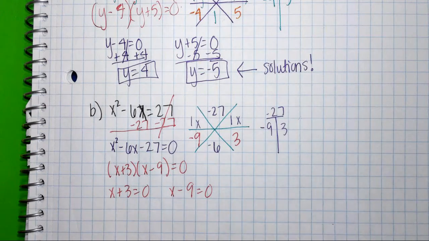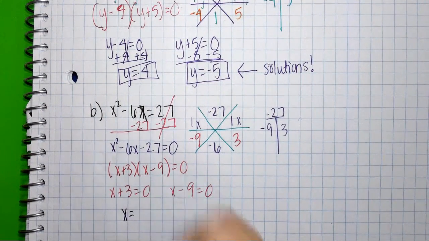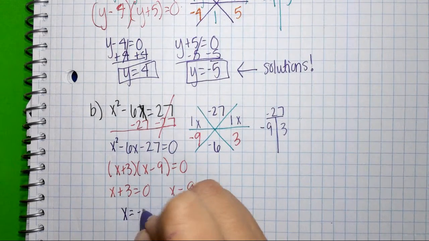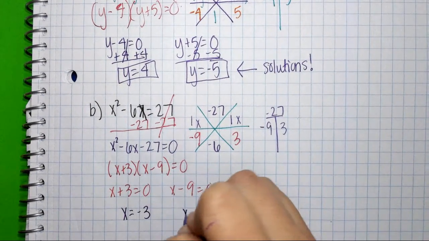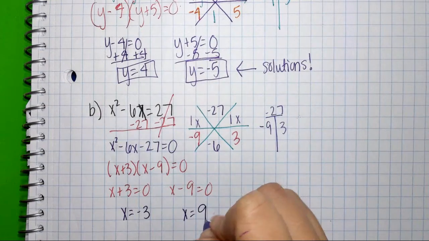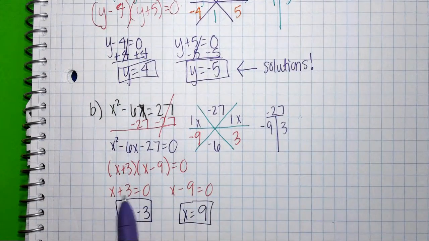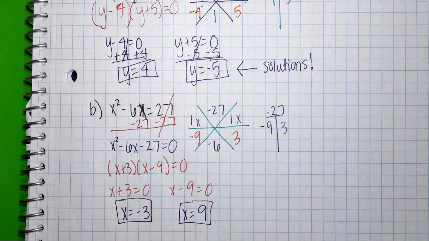Alright, what are my solutions? What are my solutions? Negative 3 and 9. Because you have to subtract 3 from both sides. It's x plus 3, so what's the opposite of plus? Yep.